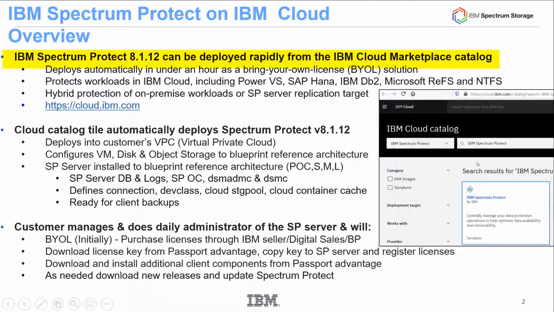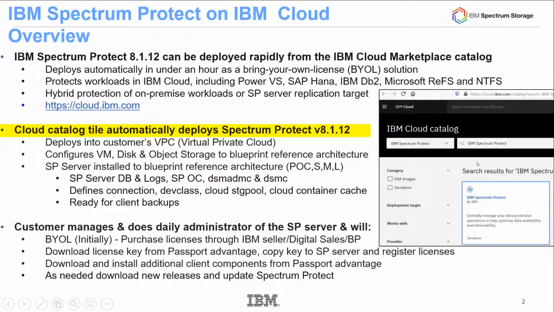IBM Cloud Catalog now offers a tile for IBM Spectrum Protect, which allows for the installation of the IBM Spectrum Protect server and client. This is a bring your own license solution, and it'll help you protect workloads in the IBM Cloud, including your Power VS, SAP HANA, IBM DB2, Microsoft ReFS, and NTFS. It also gives you the hybrid ability to protect workloads in an on-premise environment.